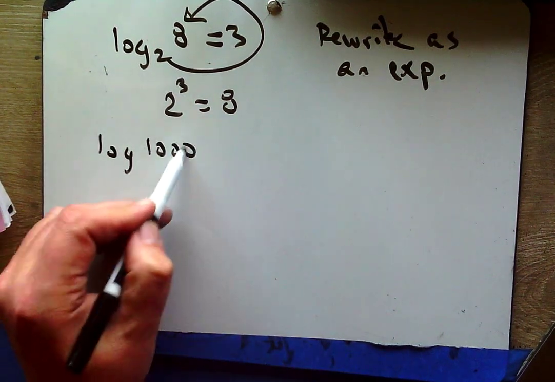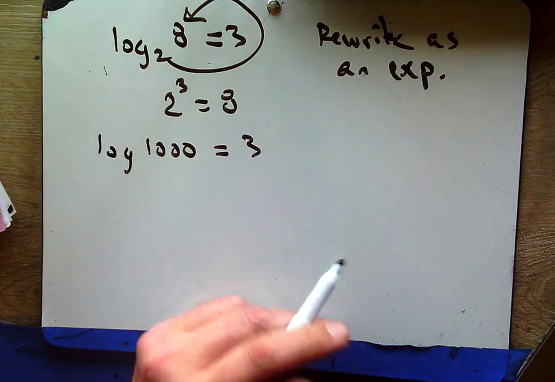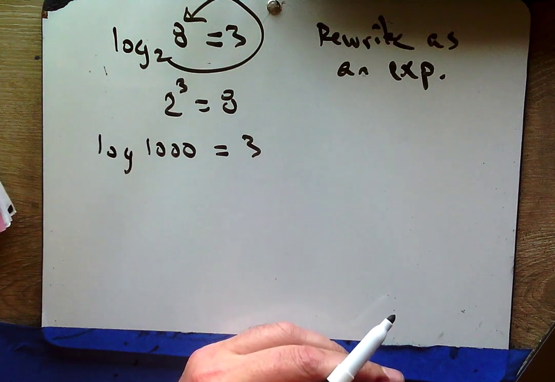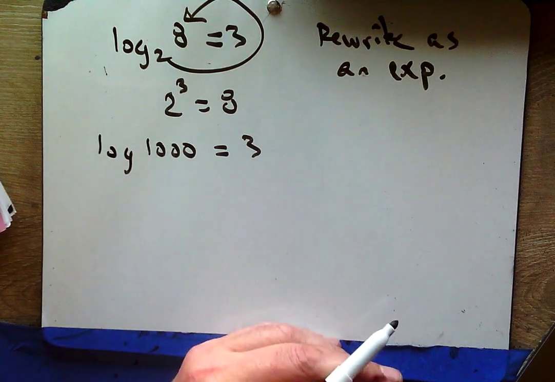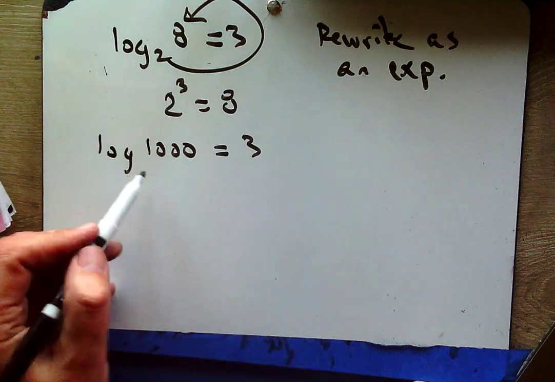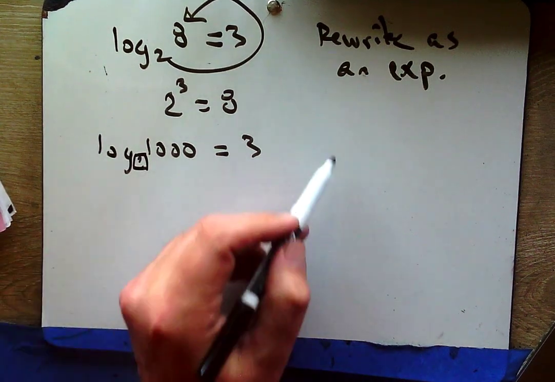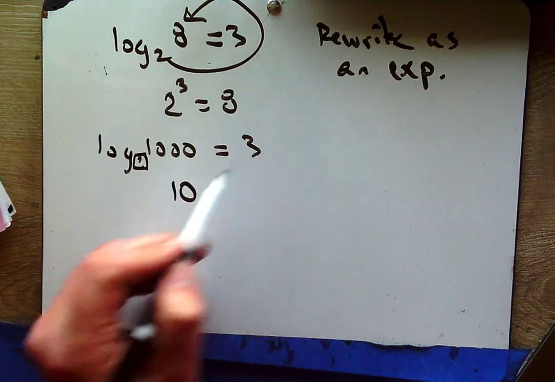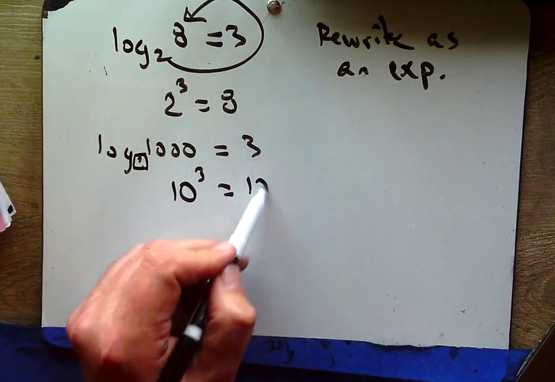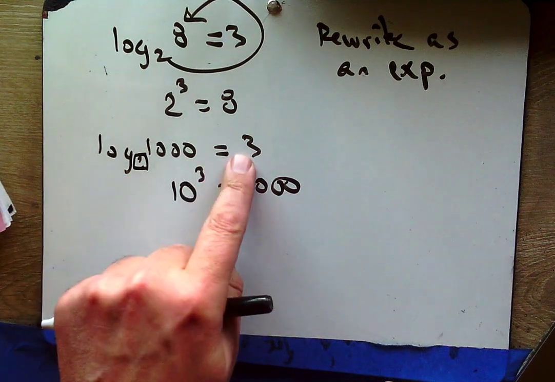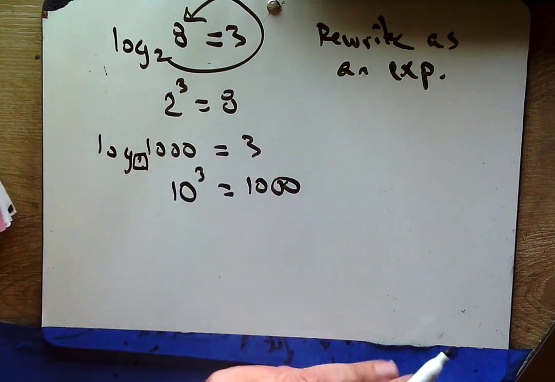Log of 1,000 equals 3. I want you to rewrite this as an exponential. So, what's my base? Well, common log, the base is 10. Power, answer. 10 raised to this power is that.